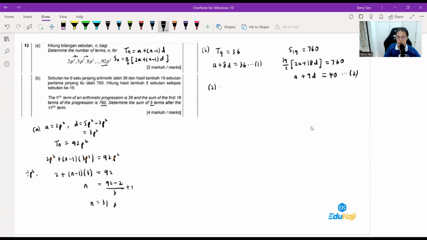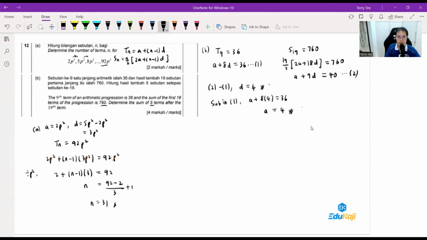So let's take equation 2 minus equation 1. A minus A disappears. 9D minus 8D is 1D. 40 minus 36 is 4. D is 4. Then you sub inside equation 1. My A plus 8 times 4 is 36. 36 minus 32, the difference is 4. Okay, I got my A, I got my D.